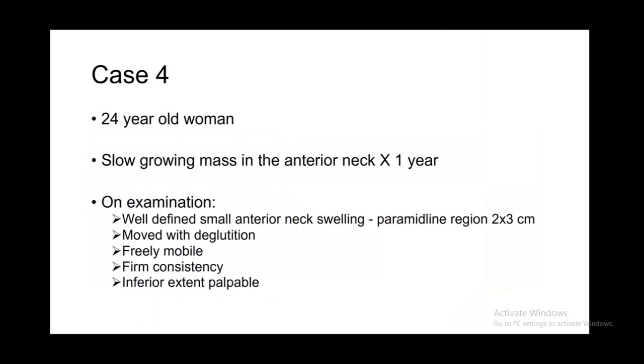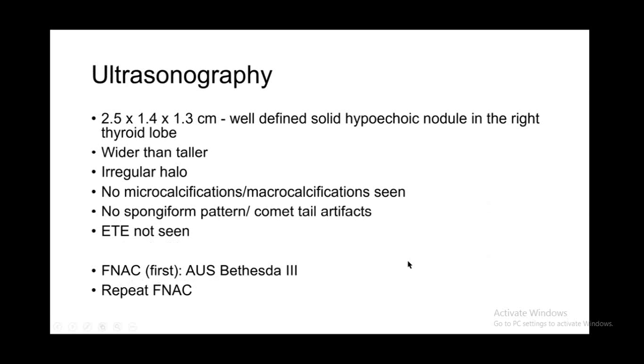Now, case 4 is a 24-year-old woman who had a slow-growing mass in the anterior neck for 1 year. On examination, she had a well-defined paramedian swelling, 2 to 3 centimeters, which moved with deglutition but was otherwise freely mobile, firm in consistency. Ultrasound revealed a well-defined solid hypoechoic nodule, wider than taller, irregular halo, no microcalcifications, no spongiform pattern. Extrathyroidal extension was not seen.